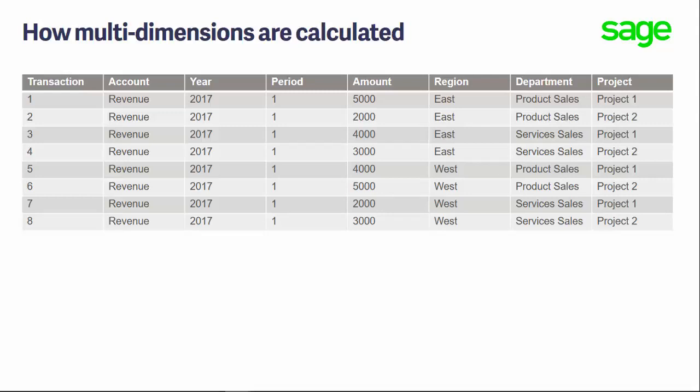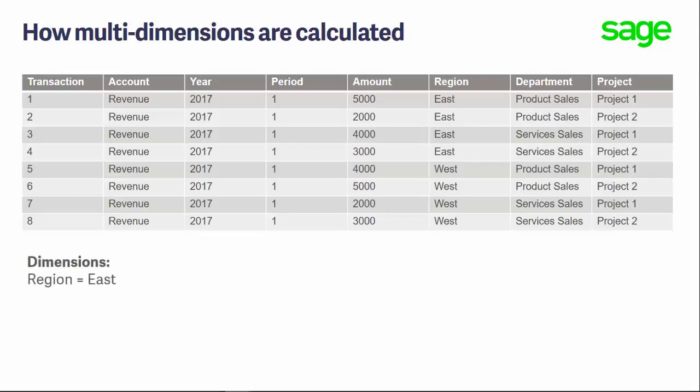For this, I've displayed a number of transactions from my revenue account in a given period in a given year. These transactions have the dimensions region, department, and project, with the tags for each of them included as well. By making different dimension tag selections, I'm going to show how the total for a column in a layout is determined. These examples assume that the column in question would be of the actual amount type.